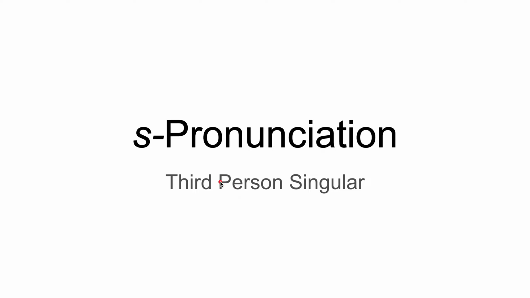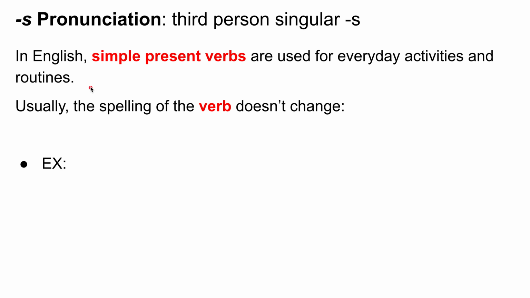Good afternoon. Today we are going to look at the third person singular pronunciation for the simple present verbs, that is s. Before we start, let's talk about what the simple present verbs are. In English, simple present verbs are used for everyday activities and routines. Usually the spelling of the verb doesn't change.